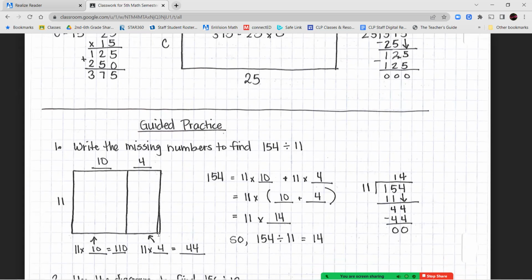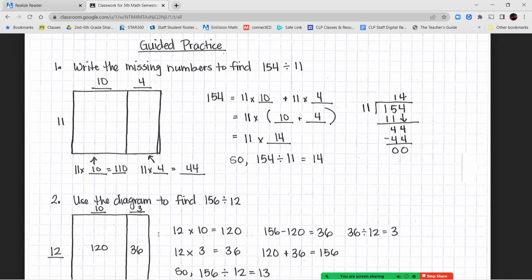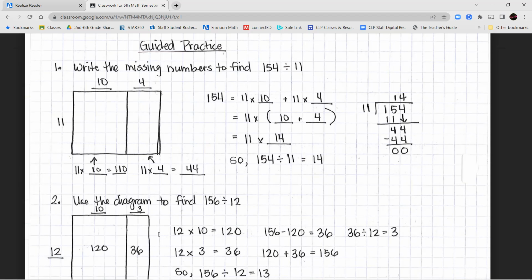All right, let's take a look at your guided practice for today. Number 1 says, write the missing numbers to find 154 divided by 11. So I know the area of this whole shape is 154. Now they broke it up. We know 11 is one of the sides and we don't know the other side.